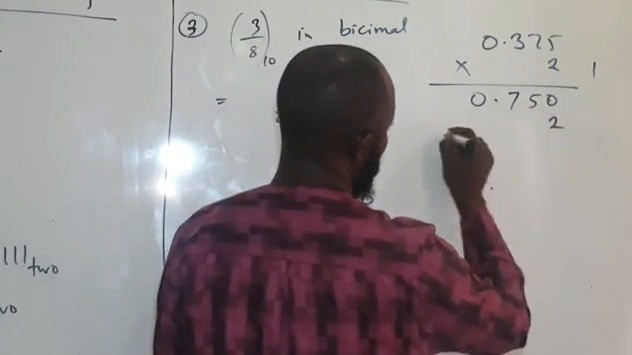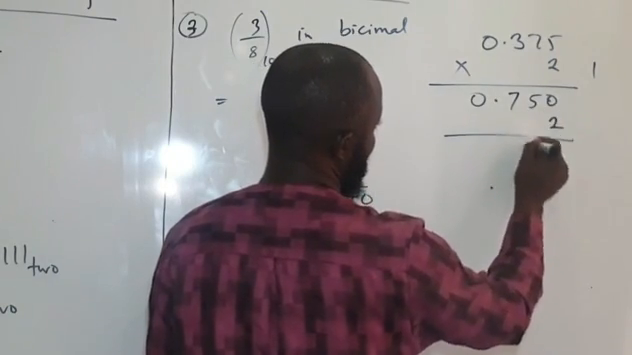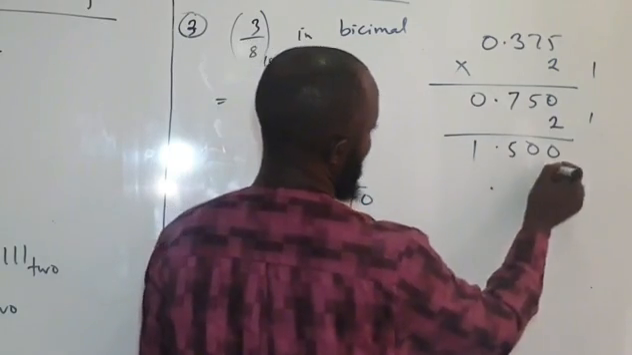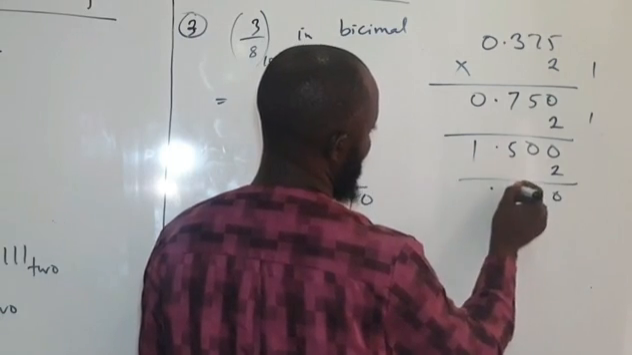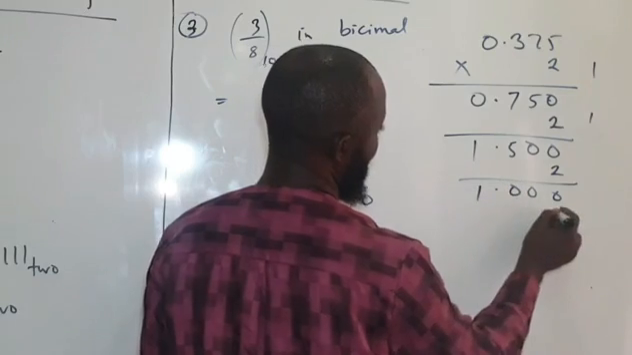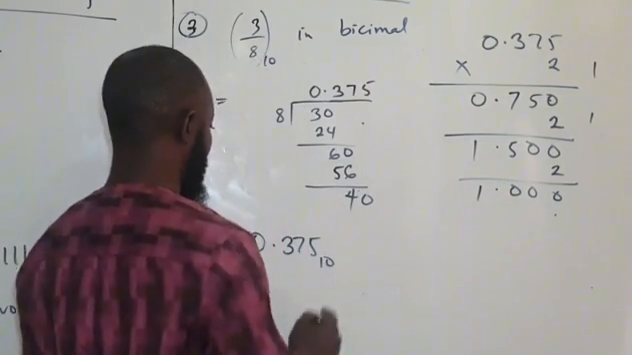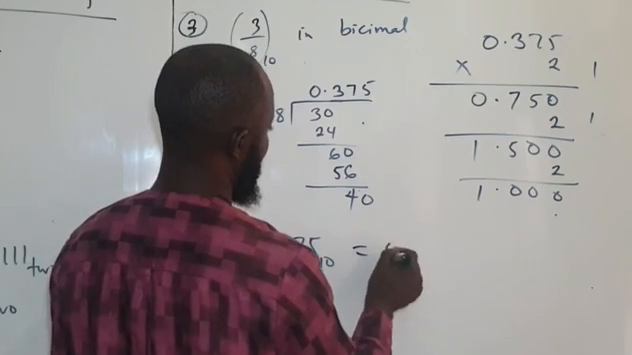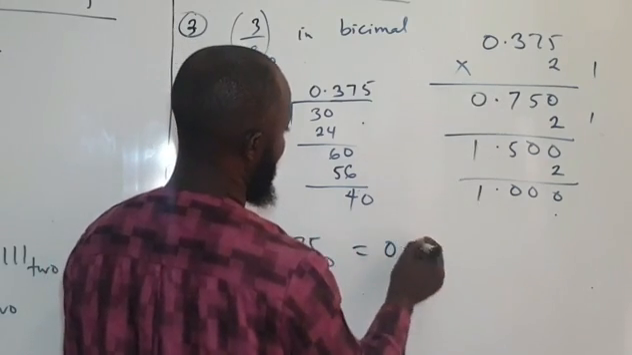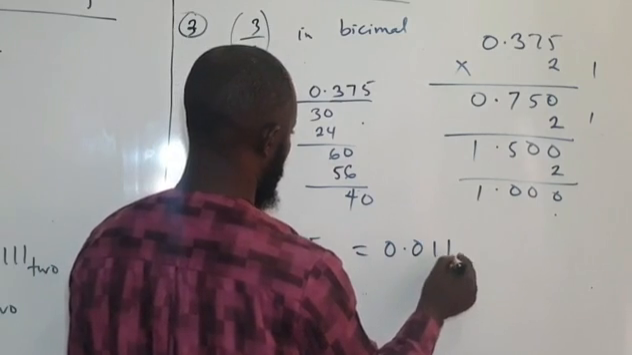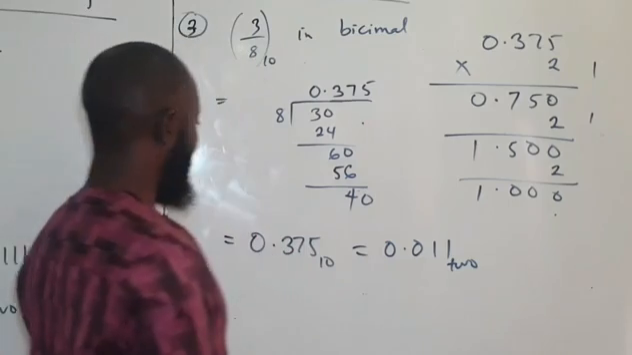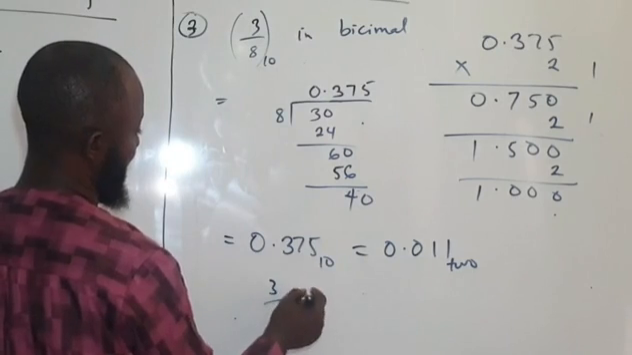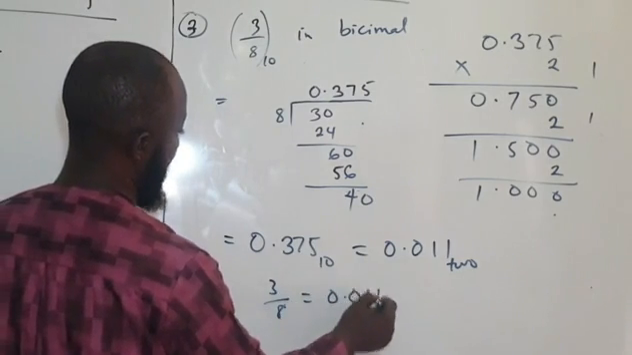Then multiply by 2 again. So this is 0, this is 10, carry 1, 14, 15, carry 1. Then 2 times 0, again, this is 0. This is 10. Carry 1 to this place. Then that is all. So which means this will give us, in decimal, 0.011 base 2. I hope this is very clear. So that means 3 over 8 in decimal is 0.011 base 2.